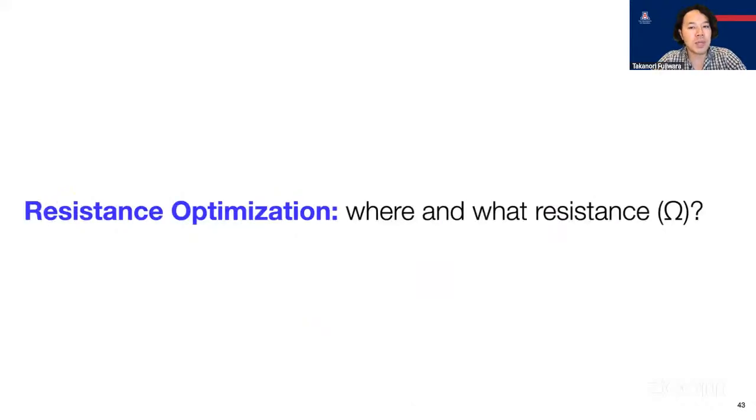So we need to vary the length of conductive traces within the network, but this requires two considerations. One is which link should have conductive traces, and another one is their resistance value.